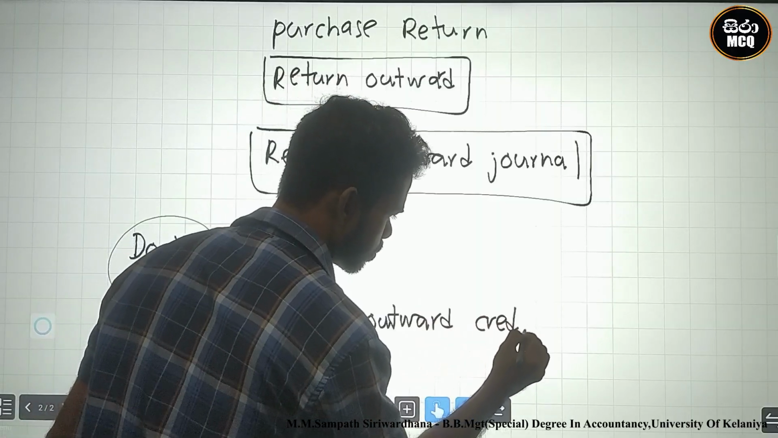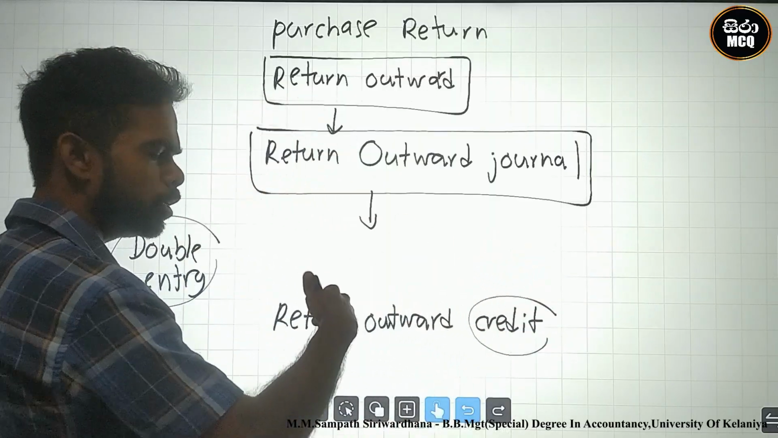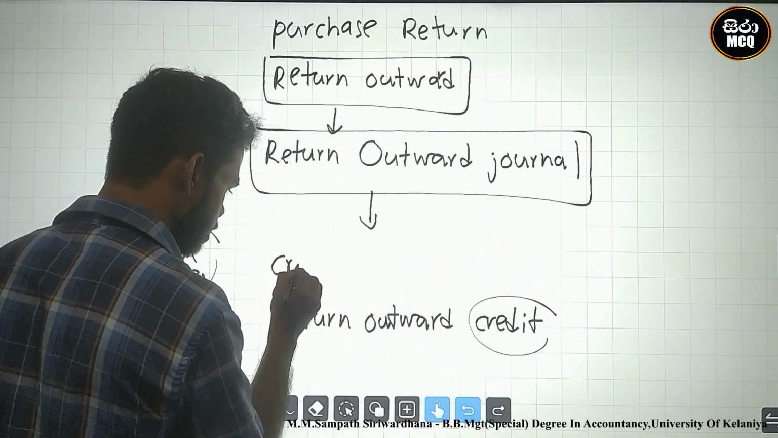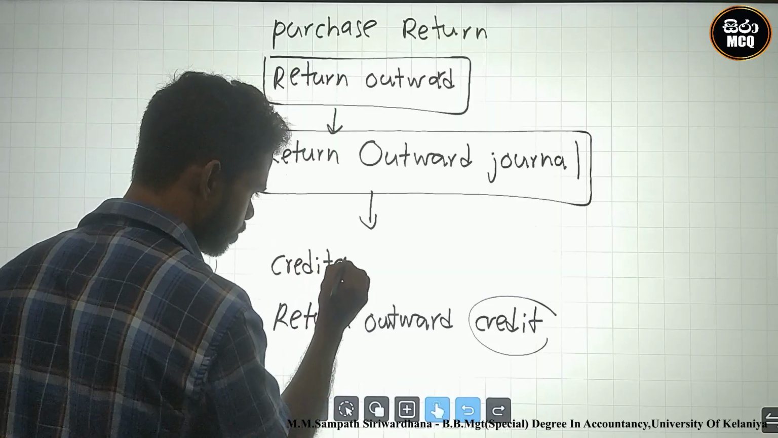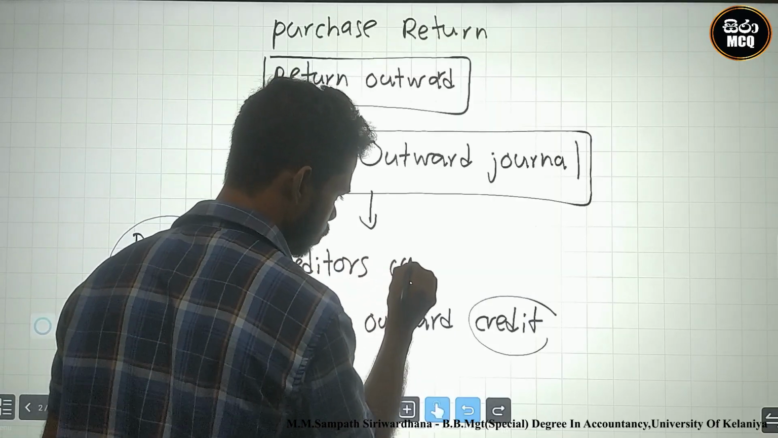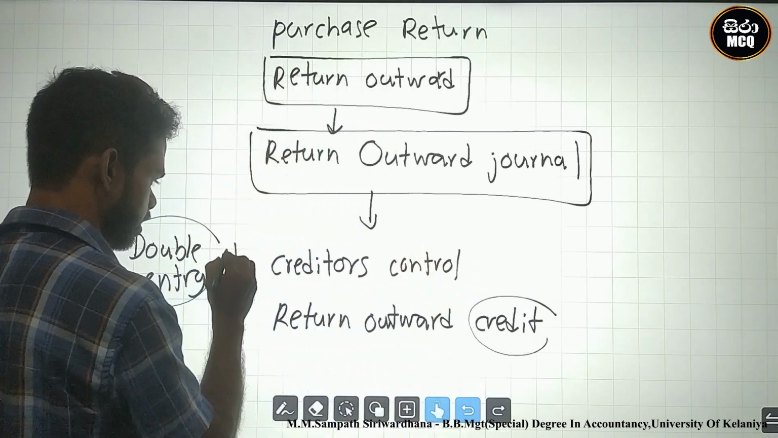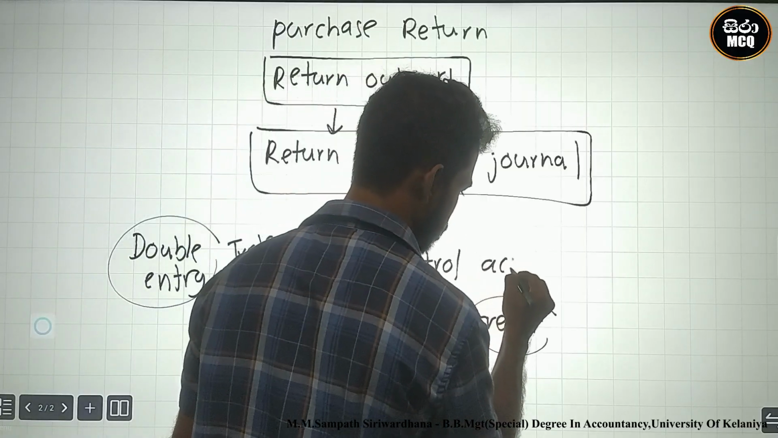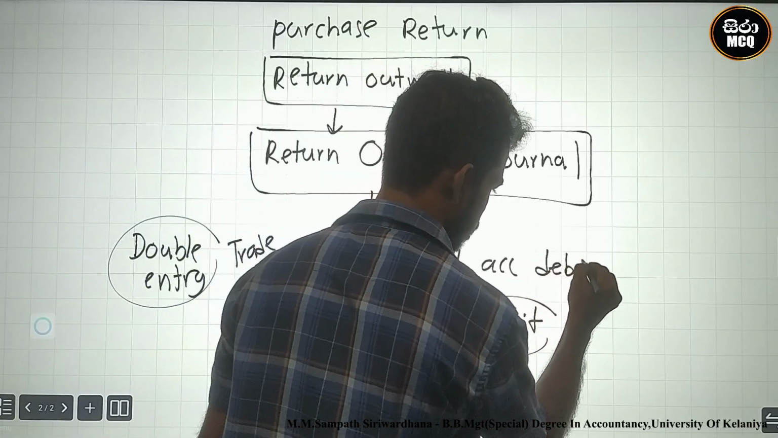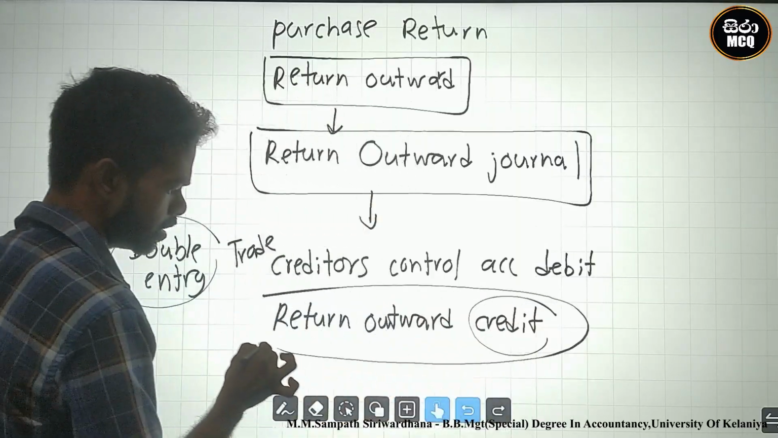Return outward is credit. Debit to the creditors control account, which controls the trade creditors. Trade creditors control account, debit. Look here. Return outward is credit.